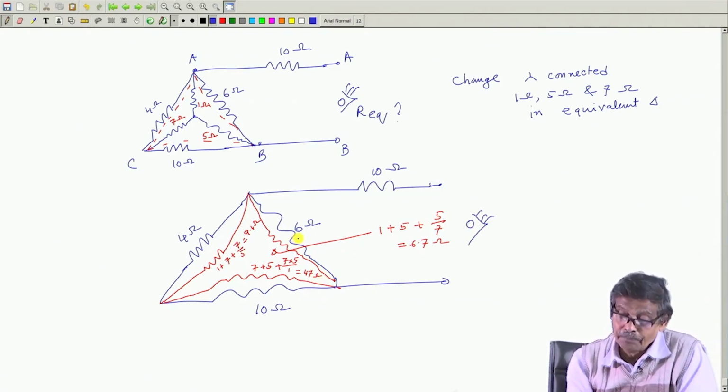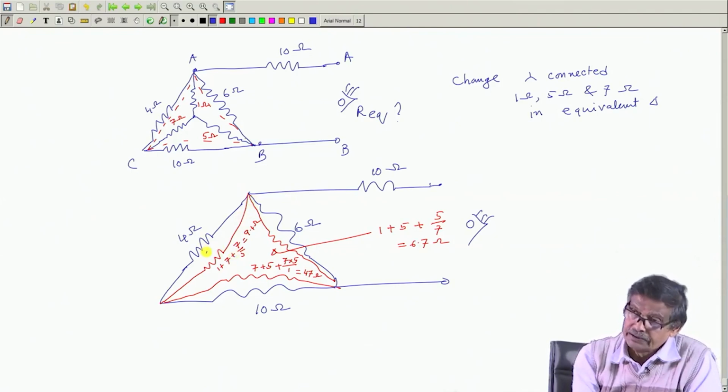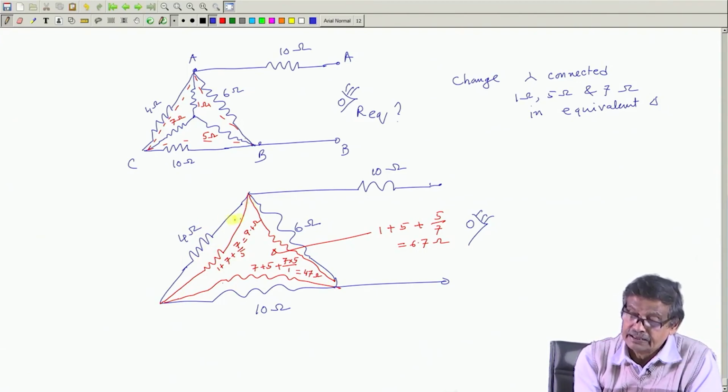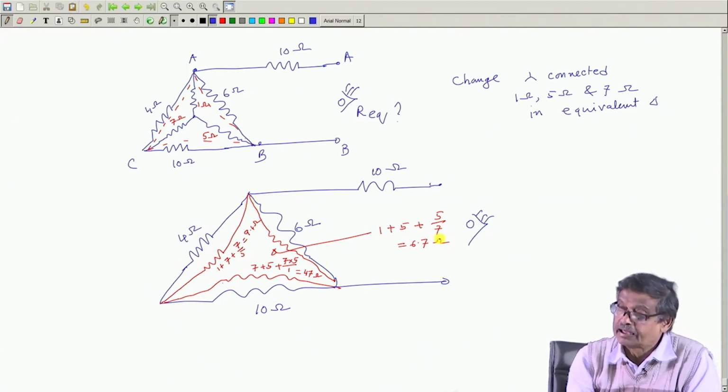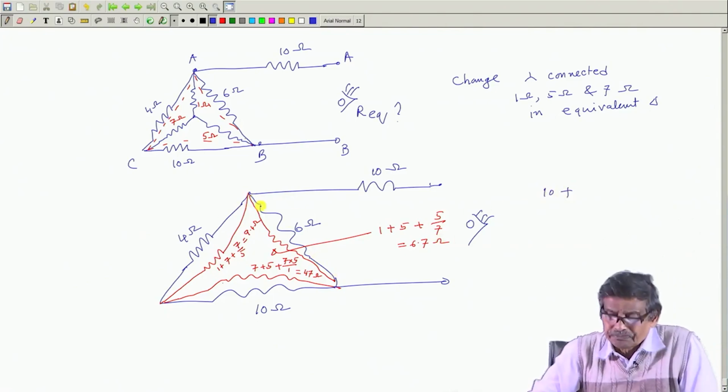Then you see this 6 ohm and this red resistance are in parallel. Formula can be applied. These two are in parallel, I can easily calculate. Then this and this will be series, and this equivalent resistance can be easily calculated, which will be 10 plus this equivalent resistance between these 2 points.